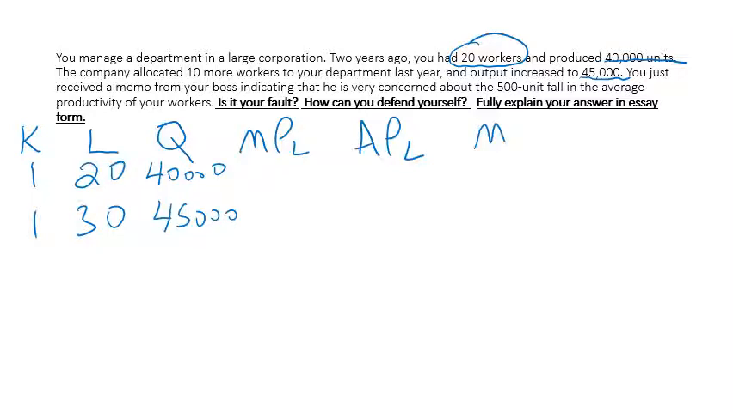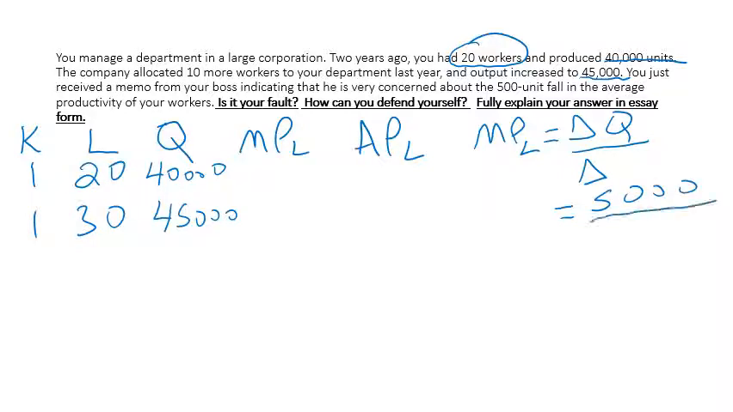Now, first let's calculate MPL. It's not a question about MPL, but let's do it anyway. So MPL is equal to the change in quantity divided by the change in the number of workers. All right. So the change in quantity is what? You went from 40,000 units to 45,000 units. So the change is 5,000 units.